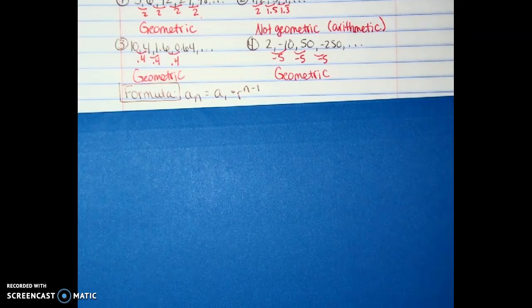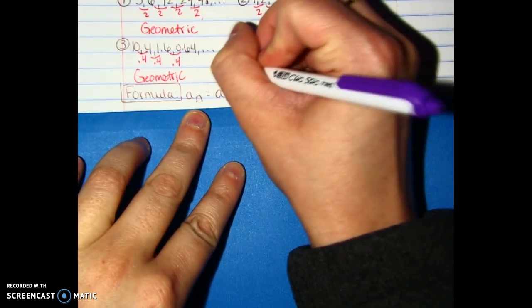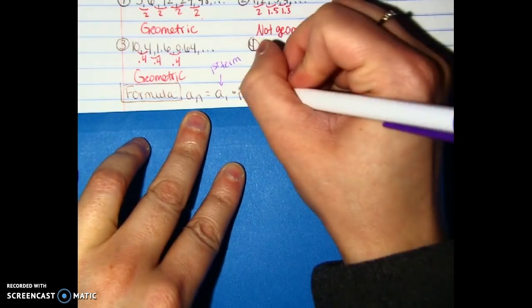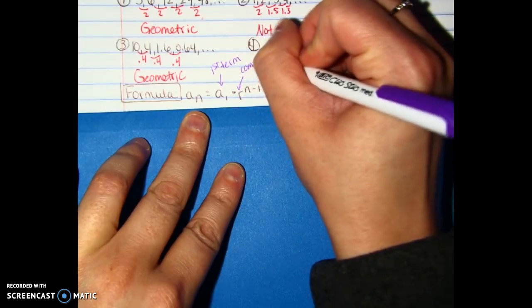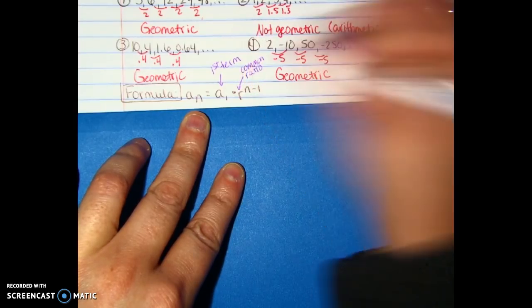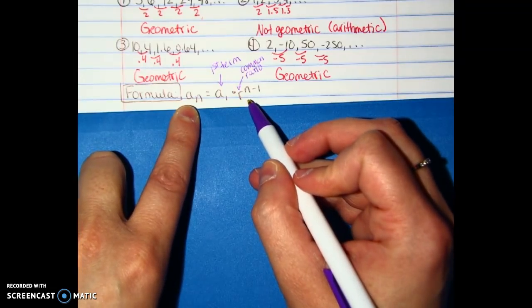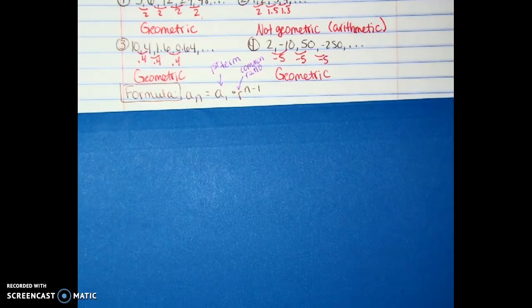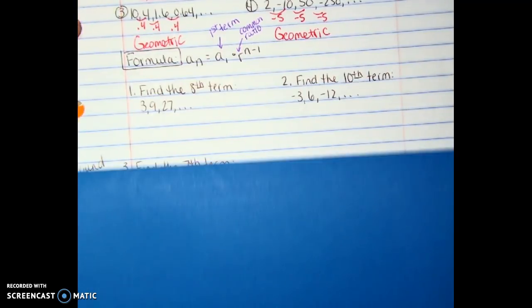So just like with the arithmetic, this is the first term. And the r, instead of the common difference, is now the common ratio. And the n is the term you're solving for. So if it says solve for the 20th term, you would plug in 20 for both of those n's. Okay, let's do 3 of them.